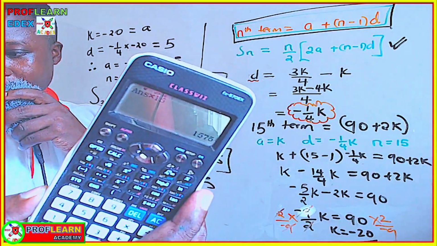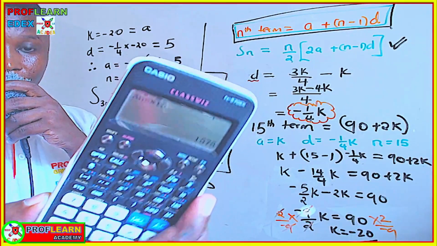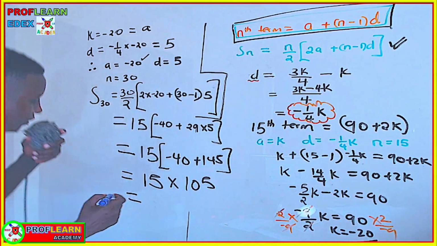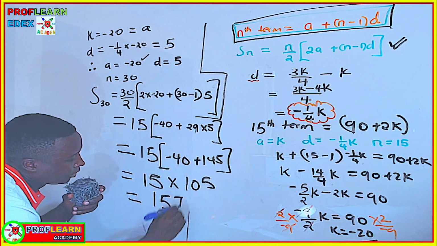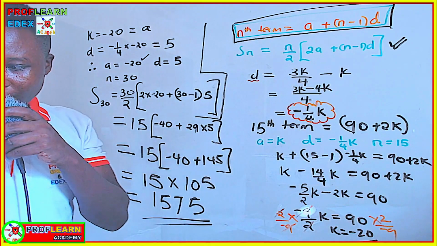If you work it out, you can see here we are getting 1575. 1575 as our final answer in this case.